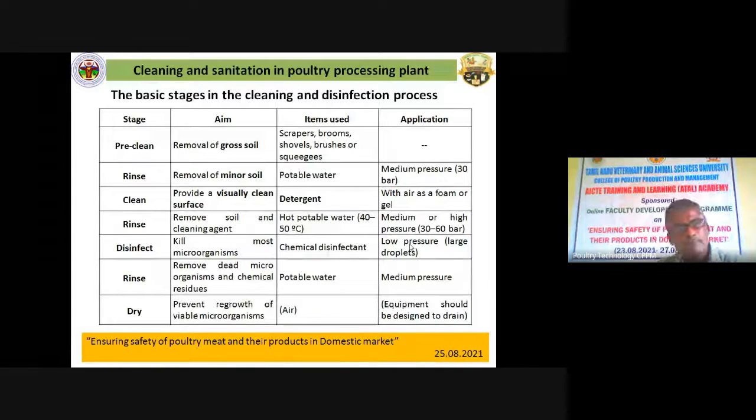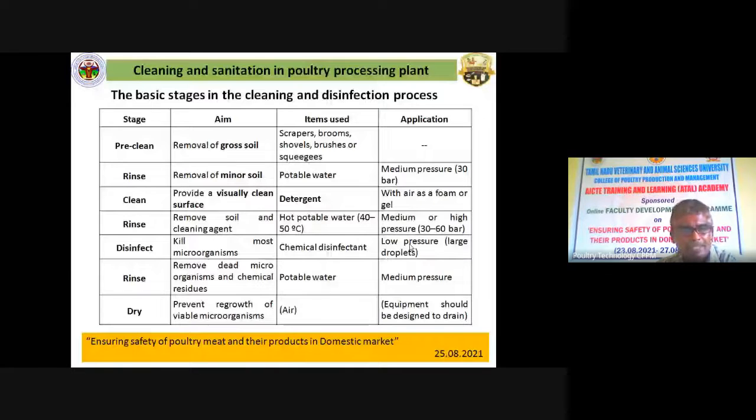It starts with pre-clean. The first stage is pre-clean, which involves removal of gross soil, where soil means the protein, carbohydrate, or fat, as the case may be. In our case, we are processing poultry meat, so the soil will be rich in protein as well as fat, but less in carbohydrate, because the muscle possesses less than 1% carbohydrate. So our pre-clean is mainly to remove the gross soil. For that we use scrapers, brooms, shovels, and brushes.